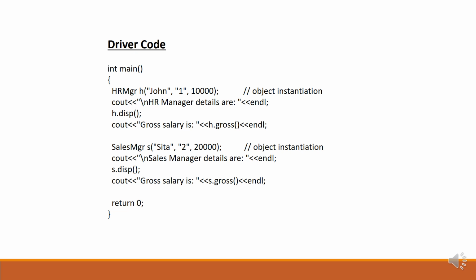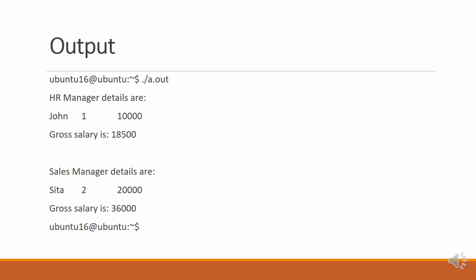That completes the program. The output would look as follows. HR manager details are the name John, ID 1, basic salary 10,000, and the gross salary computed is 18,500. Likewise, the sales manager details are name Sita, ID 2, basic salary 20,000, and the gross salary computed is 36,000.